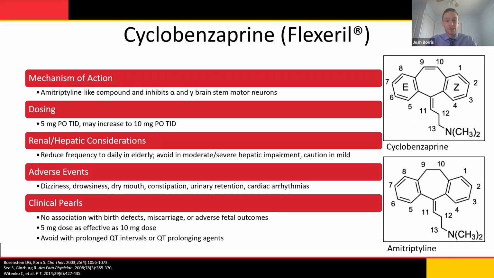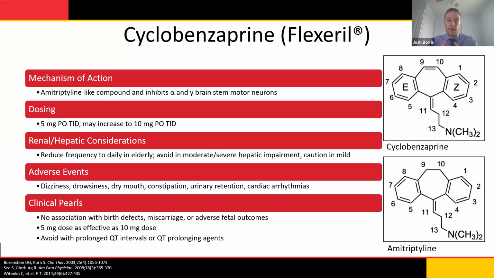So cyclobenzaprine, or Flexeril. This is a medication that is very well studied, at least comparatively to the other skeletal muscle relaxants. This is really our gold standard skeletal muscle relaxant that we think of. But there really are a lot of considerations that we need to think about when we are utilizing or recommending cyclobenzaprine for our patients. The mechanism of action is that it inhibits the alpha and gamma brainstem motor neurons, which in turn helps decrease the muscle spasms that are part of the cycle.